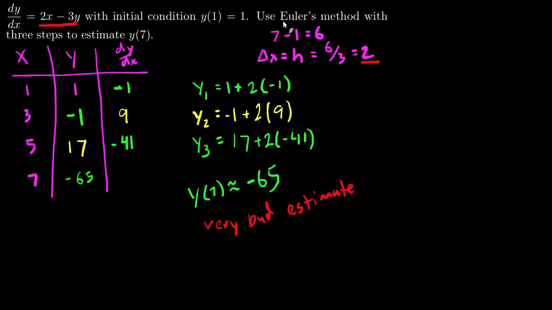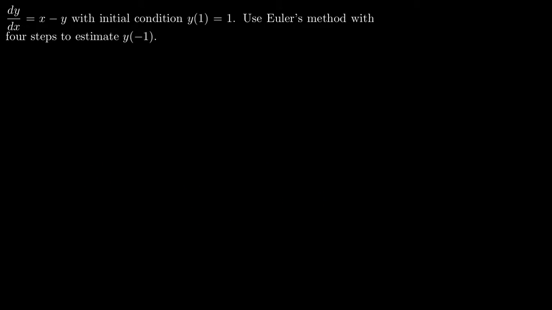All right, so one more example. dy/dx equals x minus y with initial condition y of 1 equals 1. Use Euler's method with 4 steps to estimate y of negative 1. And this is actually a much better approximation. So make my table. Start off at 1, 1.